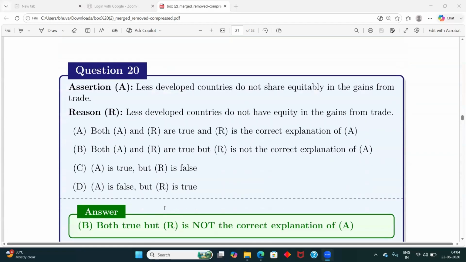Question number 20. We have given an assertion and reason. Assertion, less developed countries do not share equitably in the gains from trade. Reason, less developed countries do not have equity in the gain from trade. Option A, both A and R are true and R is the correct explanation. Option B, both A and R are true but R is not the correct explanation. In option C, assertion is true but reason is false. In option D, assertion is false but reason is true.